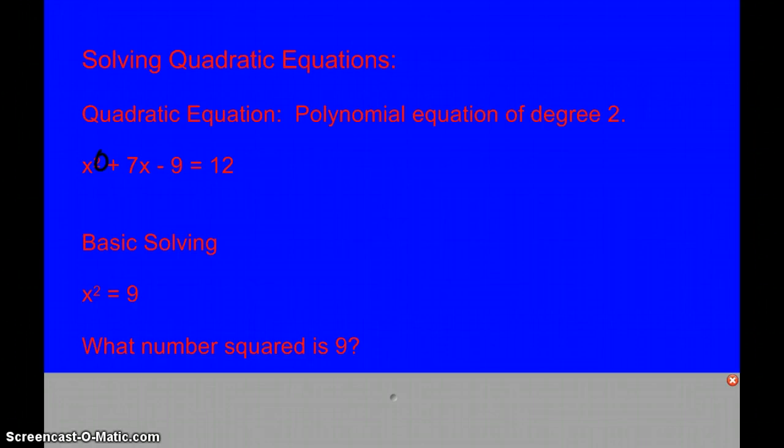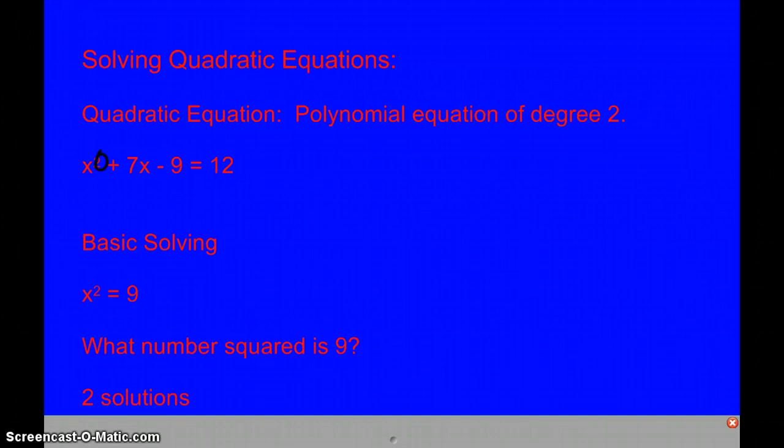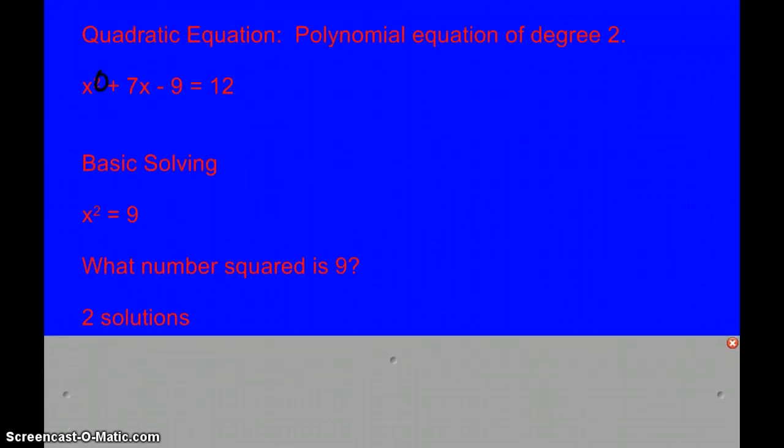I assume most of you can say, oh, 3 squared is 9, because squared means a number times itself, and 3 times 3 is 9. The problem is that solution is incomplete. There are actually 2 solutions to this equation, because not only is 3 squared 9, but negative 3 squared is also 9. Negative 3 times negative 3 is 9. Similar to what we did with absolute values, we have a positive and a negative solution in this case, where both 3 and negative 3 squared give you 9.